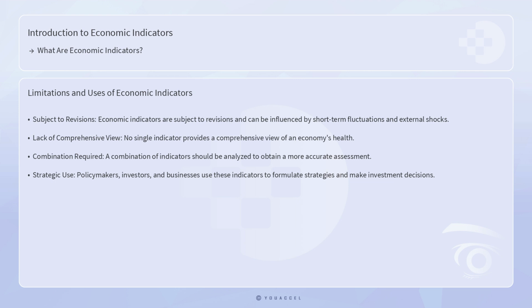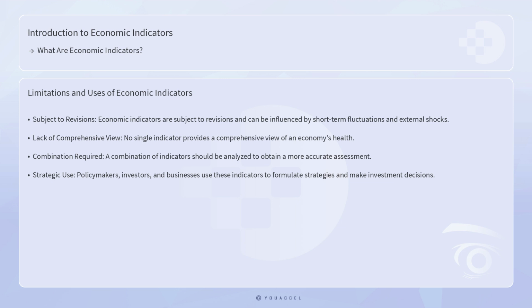Economic indicators are not without limitations. They are subject to revisions and can be influenced by short-term fluctuations and external shocks. Additionally, no single indicator provides a comprehensive view of an economy's health. Therefore, a combination of indicators should be analyzed to obtain a more accurate assessment.